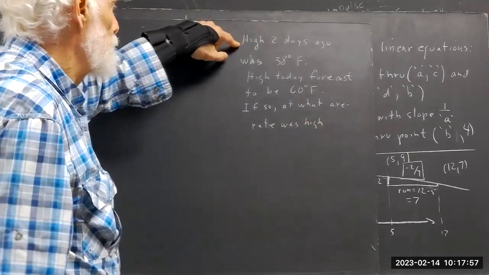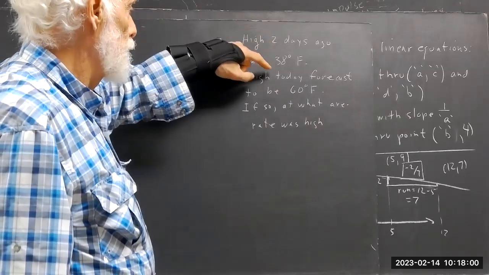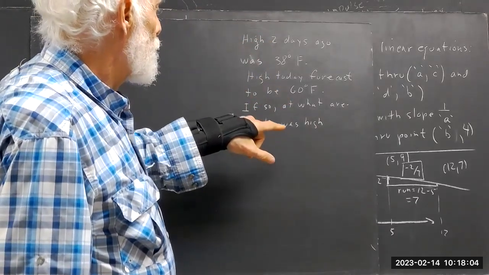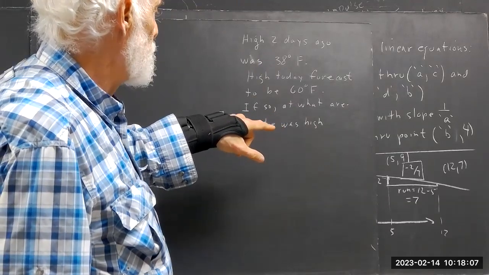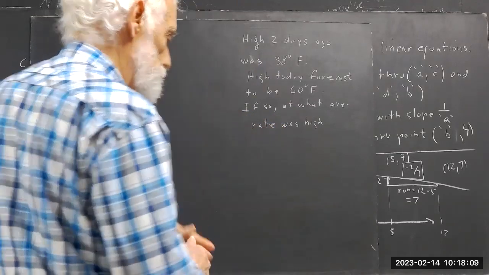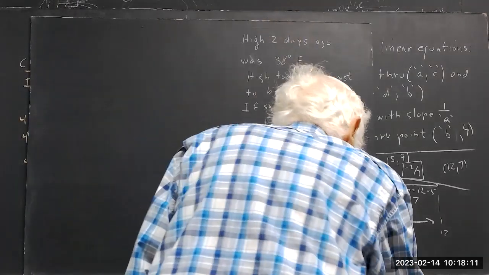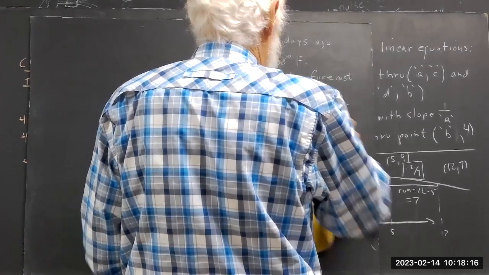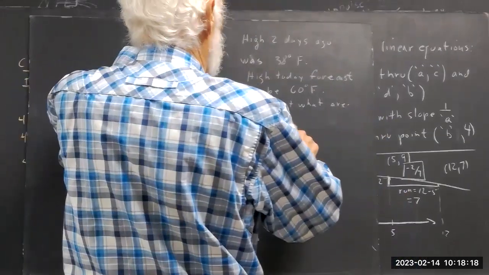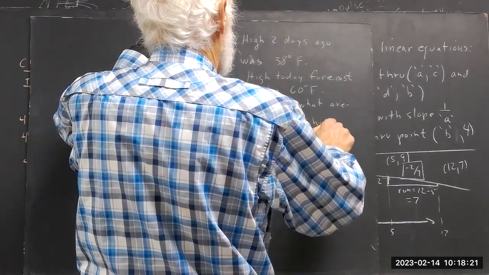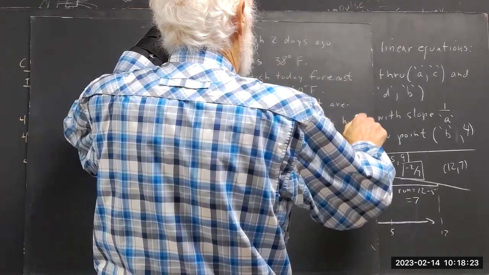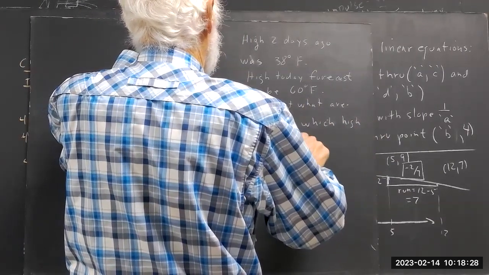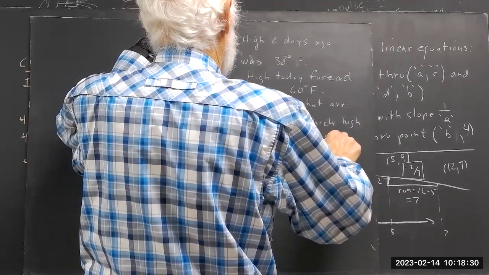I just want to say, the high two days ago was 38 Fahrenheit. The high today is forecast to be 60. If that works out, then what is the rate at which the high temperature is changing?